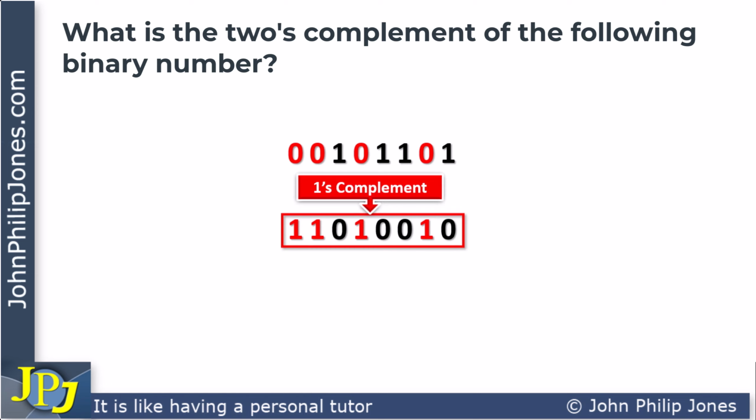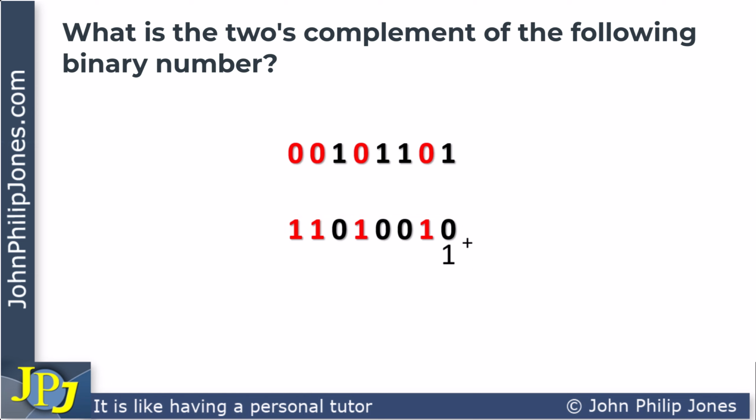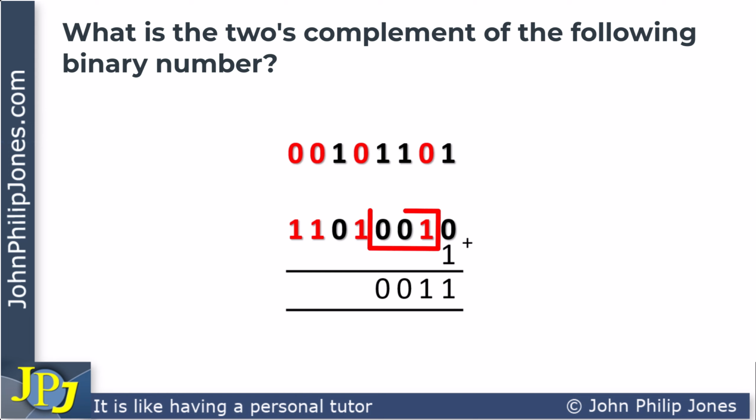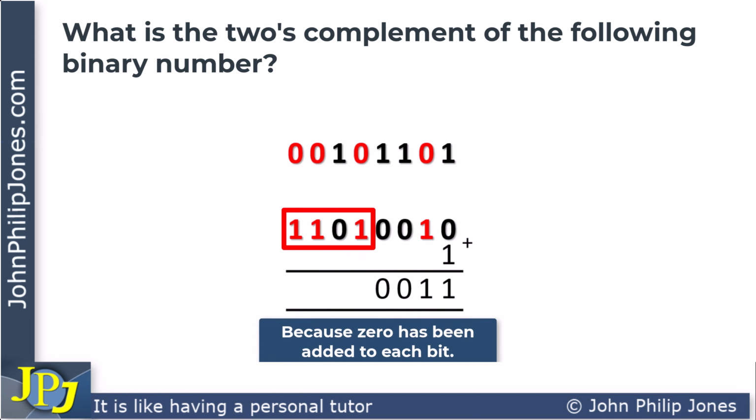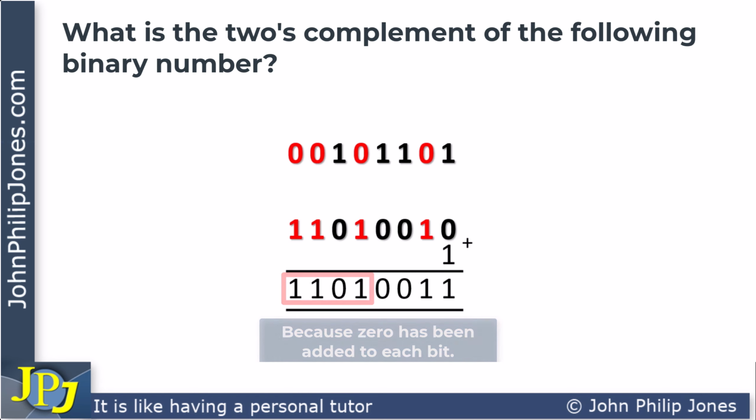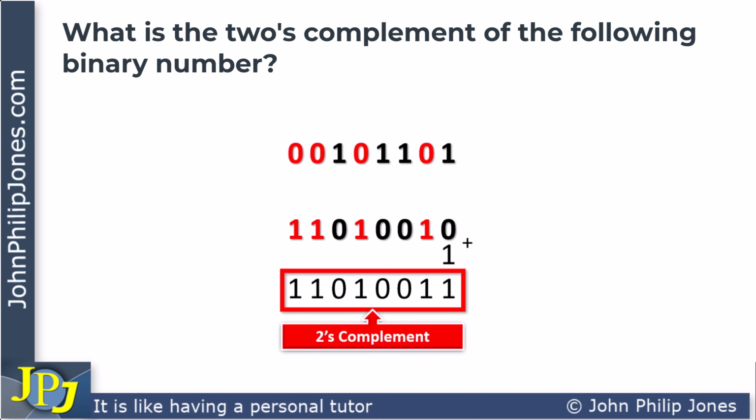The next step is to add 1 to the 1's complement. 0 plus 1 is 1. 1 plus 0, because there's really 0 here, is 1. 0 plus 0 is 0. 0 plus 0 is 0. If you look at these three, you can see they've effectively been copied down. Consequently, these will be copied down. And what we have here is the 2's complement.